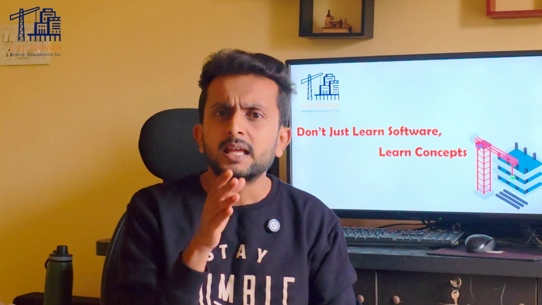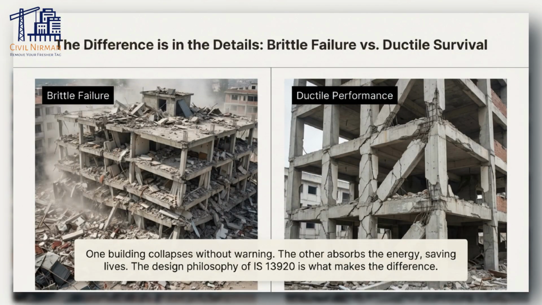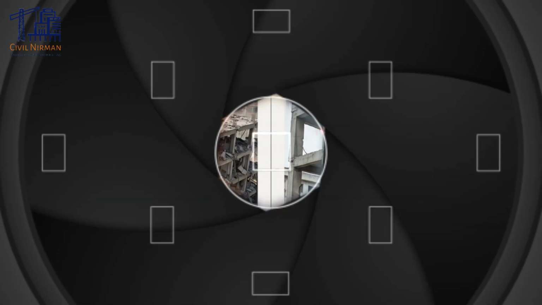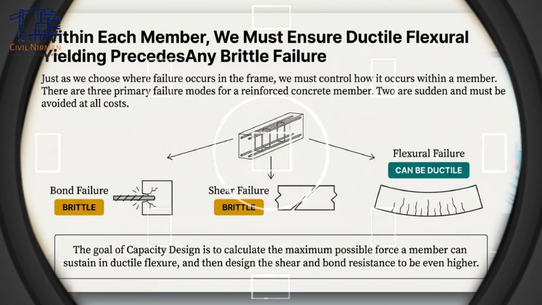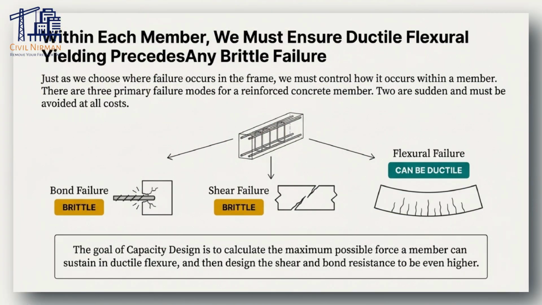See, the villain in our story isn't just the earthquakes, it's the hidden weakness inside the concrete, and it's called brittle failure. See, in reinforced concrete, failure happens in different ways. Some are slow and predictable, but others are catastrophic. Let's say bond failure. This is when the steel slips from the concrete. It is brittle. Shear failure. This breaks without warning. It's also brittle.